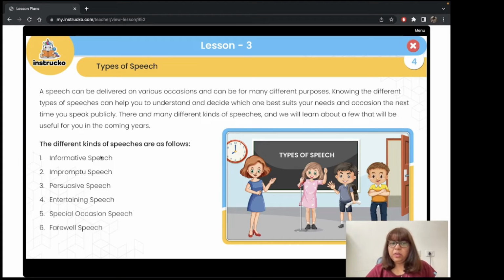One of the speeches that you can give to your audience or in school is an informative speech. As the name suggests, it is when you give more information to a person about a given topic. That is an informative speech. An impromptu speech, I will tell you about all of them. So now we'll just learn the names. A persuasive speech, an entertaining speech, a special occasion speech, and a farewell speech. In today's lesson, I'm going to tell you a little bit about all these different types of speeches. So, listen up carefully.